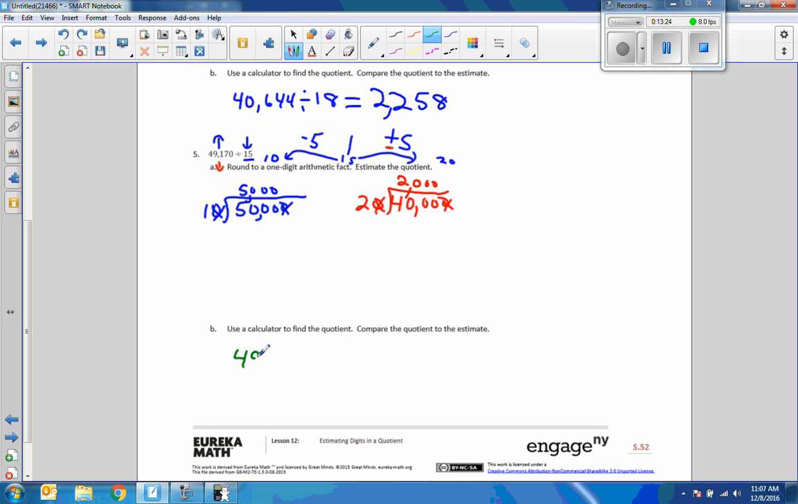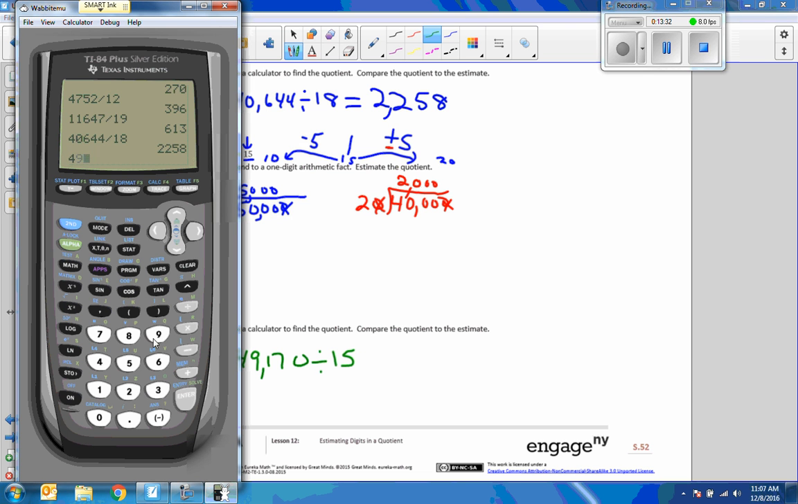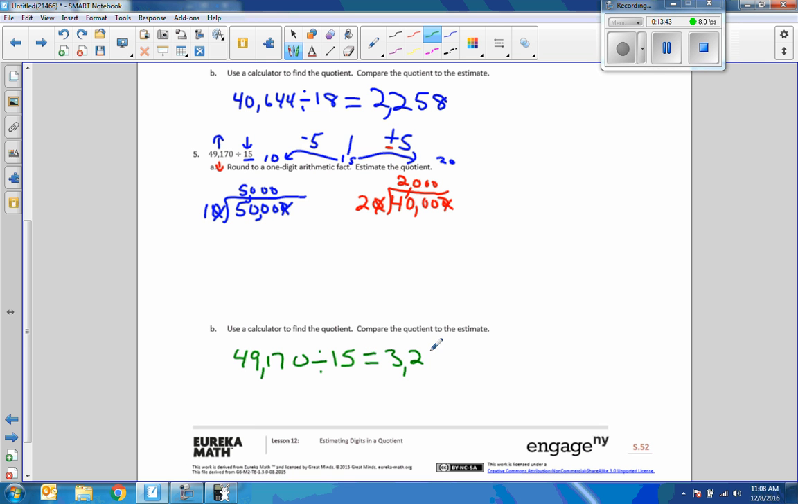Now we're going to use a calculator. 49,170 divided by 15. I got 3,278. Okay, so it's closer to this estimate, because we rounded this down and rounded this up. We rounded it up and this down, so obviously this estimate's going to be closer. Remember, estimates are really just telling us how close we are to our actual answer. Do we have the right number of digits?